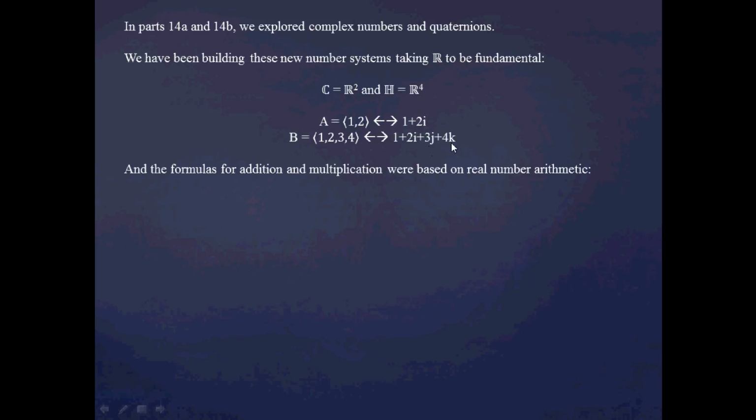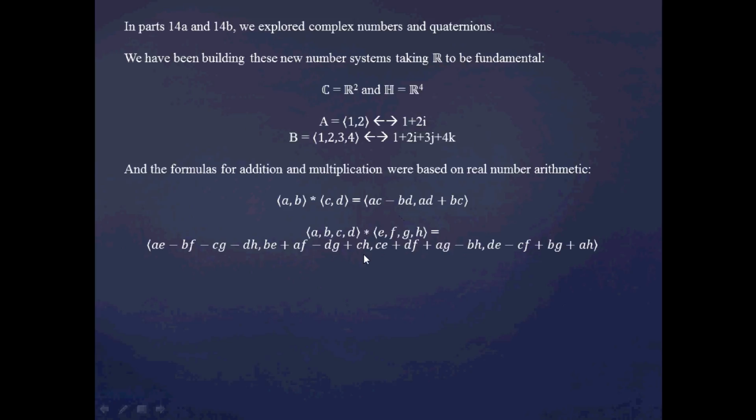And we based our formulas for complex number addition and complex number multiplication on real number arithmetic. What we said is that complex number multiplication satisfies the following formula, which we talked about in part 14a, and quaternion multiplication follows the following formula, also called the Hamilton product. And this is a little bit complicated. It involves multiple combinations of the elements in the two quaternions.